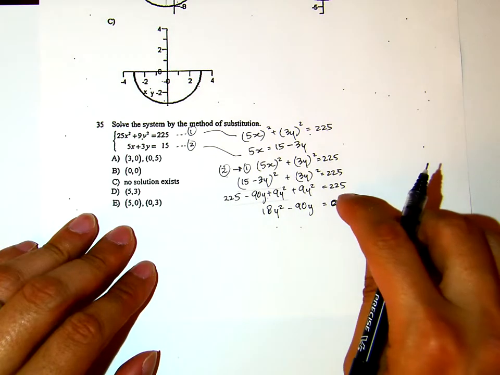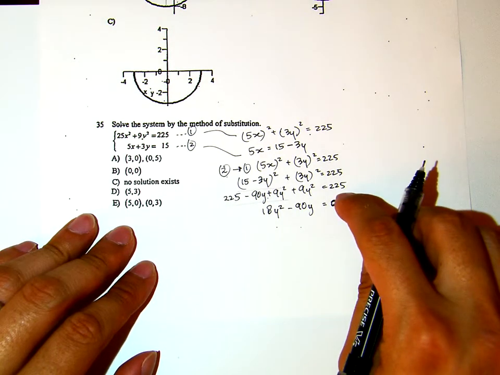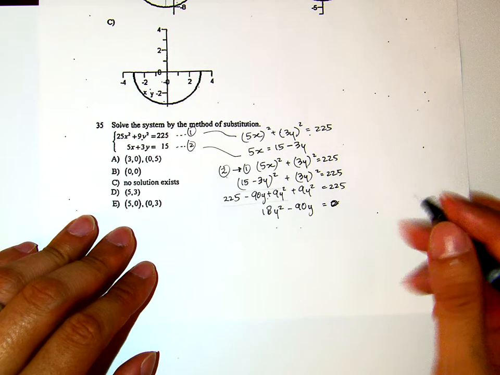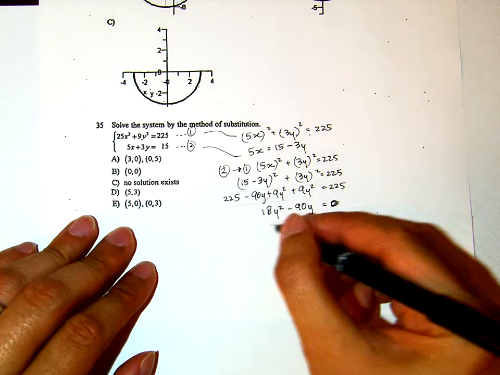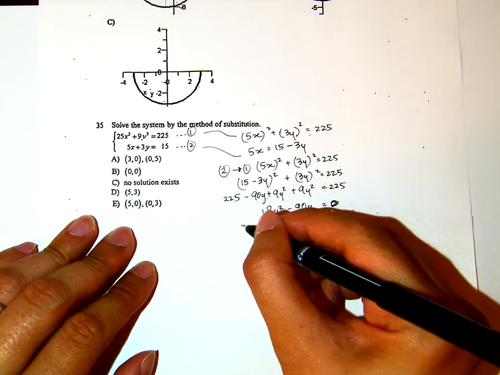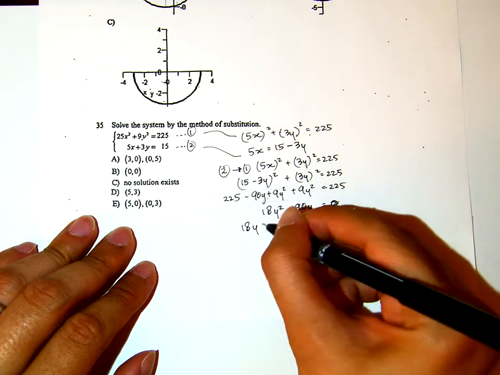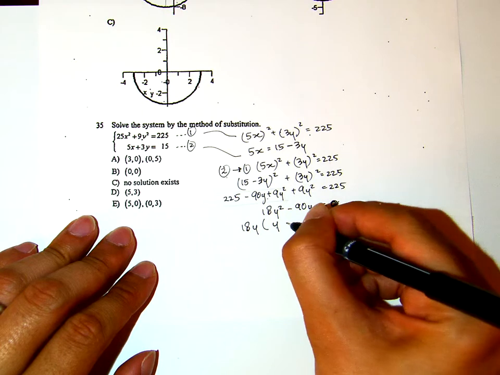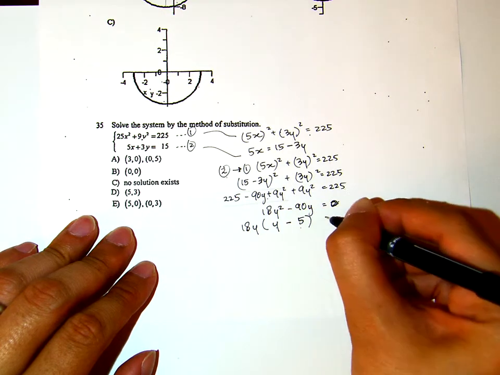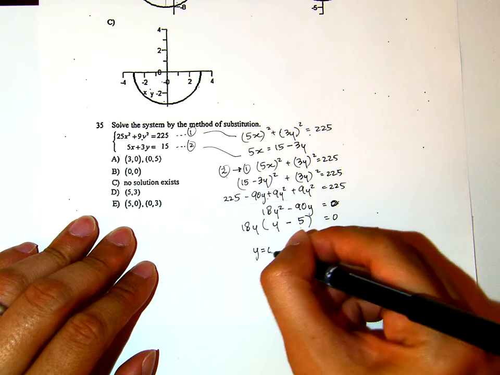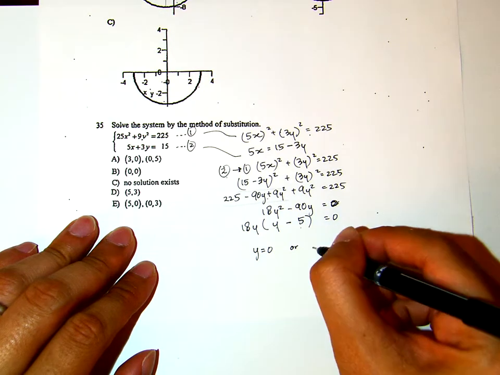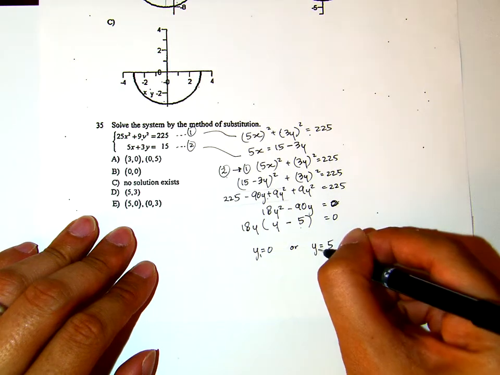Or you can also say 225 here, you move it to the left-hand side, because we know that will be a quadratic equation. Now from here, I will factor out 18y, because that's the common factor. Then I have (y - 5) equals 0. Now from here we see that y equals 0 or y equals 5. This is my y1, this is my y2.